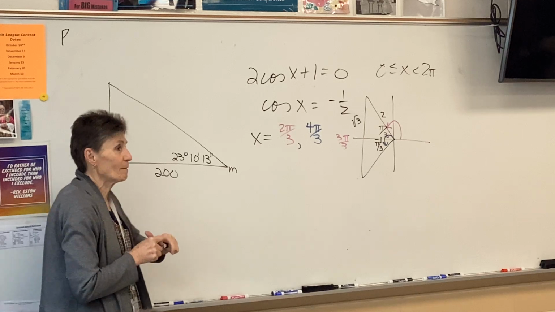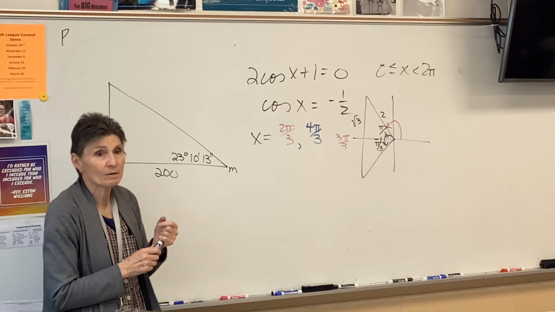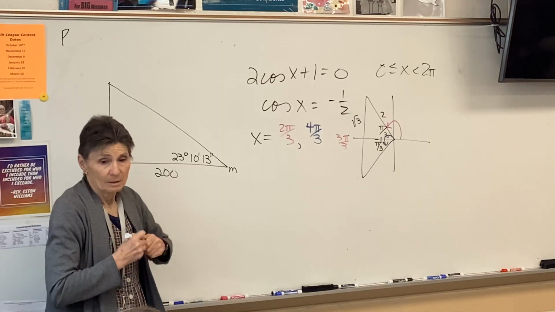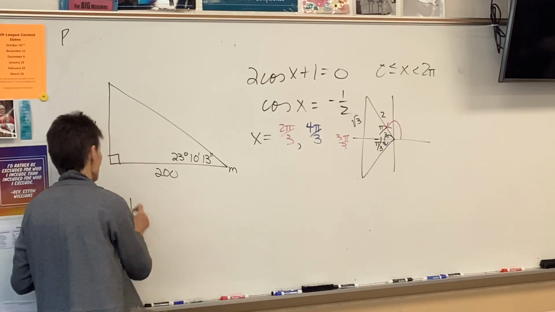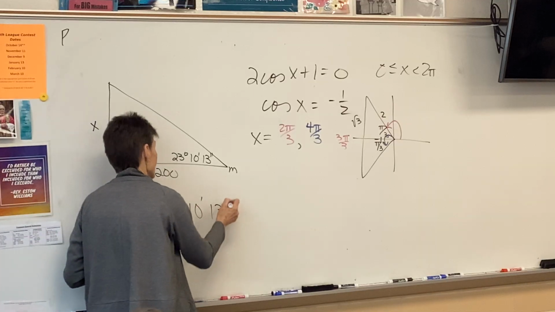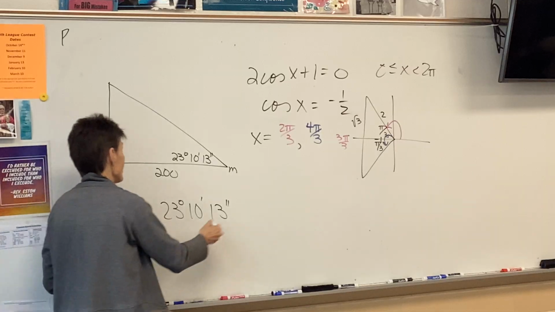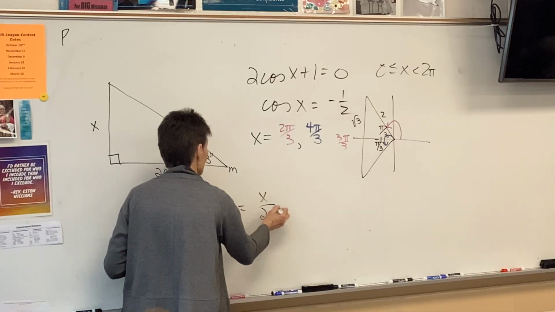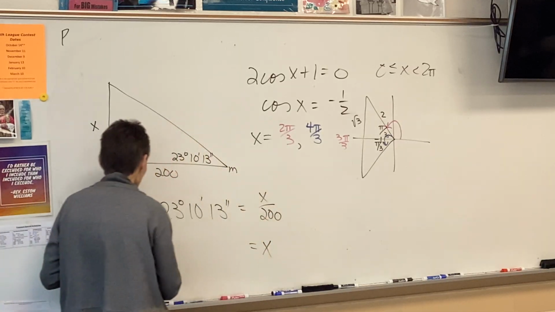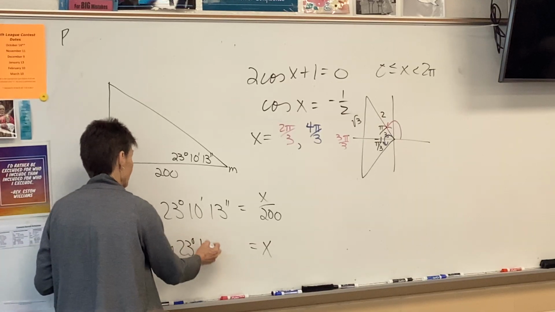I need an equation. My equation will always be sine, cosine, or tangent. This one is tangent. And how do we know? Because hypotenuse isn't involved in the problem. And we have opposite and adjacent. So that equals x over 200. So x is 200 times this tangent.